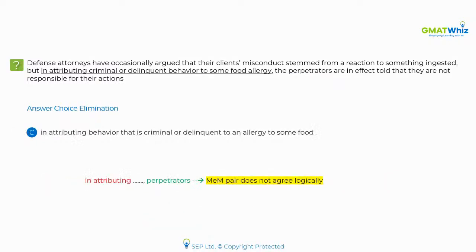Okay, let's look at C because that was the other most popular choice. Here again, "in attributing" is incorrectly modifying perpetrators. Okay, "in attributing behavior that is criminal" is unnecessarily wordy. All right, and we are saying an allergy to some food rather than some food allergy. So C is wrong on a lot of counts.